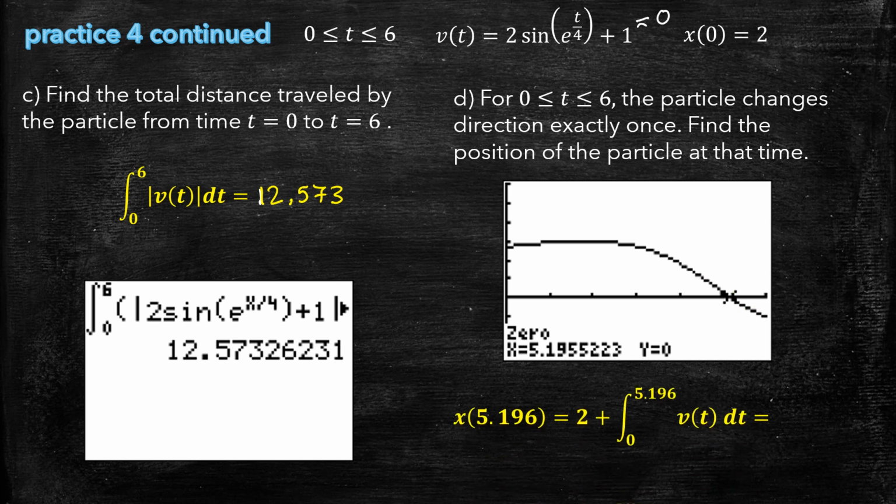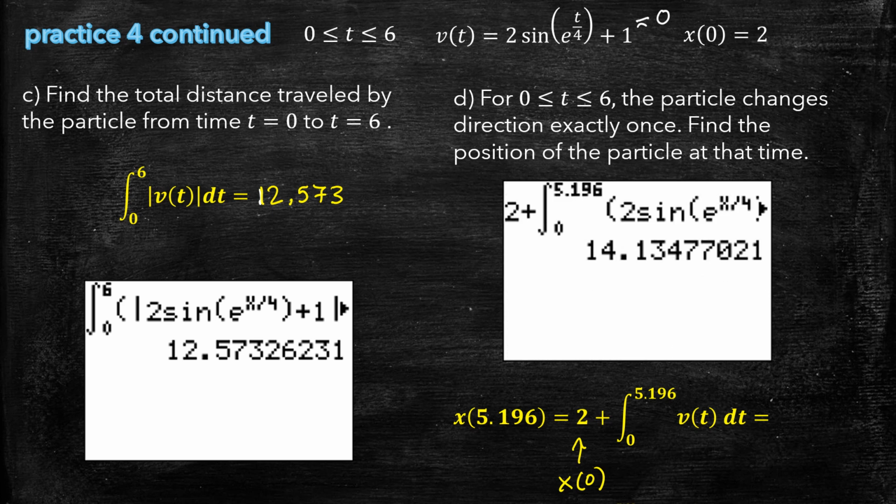So that's the calculation that we have to work out. To find the position at this time, 5.196, we're going to do 2. Where is that from? That's the position when time was 0, plus that quantity. And if you do that, you get 14.135 as the position of the particle at that time.